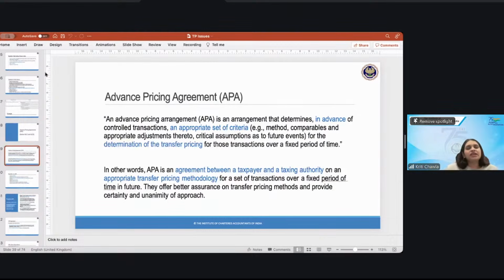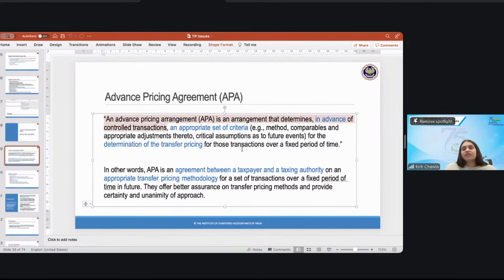This is not even like an advance ruling, because there are a few aspects of APAs that we'll discuss going forward, and you will understand that this is a little more advanced, a little more complex than an advance ruling, although a few things are more like an advance ruling. Okay, so let's discuss the definition of APAs. This is what it actually says.